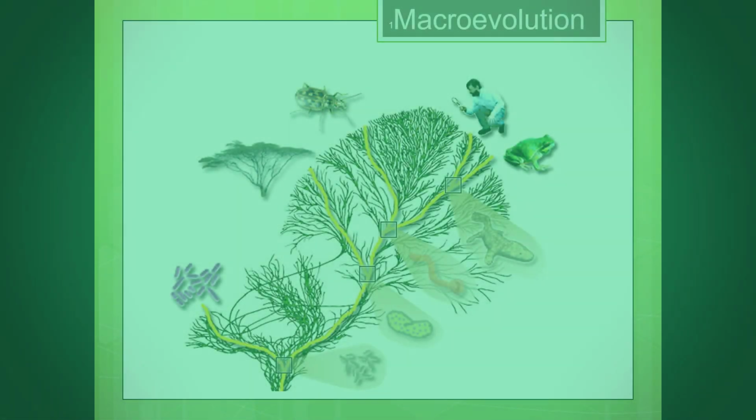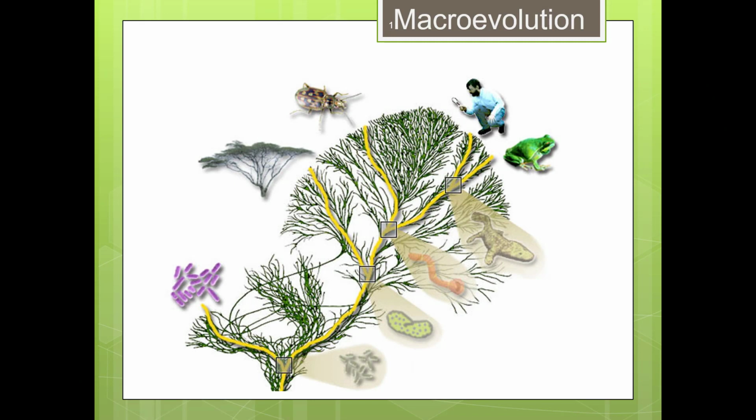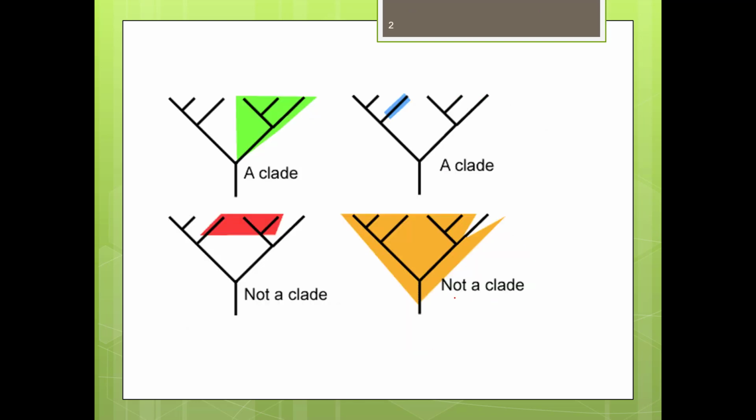So this week's lab is on macroevolution, evolution at or above the species level. So that means species, phyla, kingdoms, and everything in between there. Now, when we name groups, think of Carl Linnaeus. Linnaeus came up with a classification system.